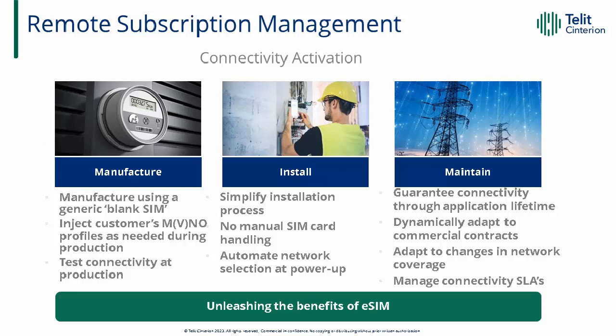And then you have the install use case where the meter might choose its most suitable MNO profile, maybe with the best signal strength during the installation to make life easier for the installer. And then you've got this maintain column, which really allows the meter to switch mobile network operator during the long lifetime of the meter. And this could be, of course, to onboard private networks as they get rolled out.